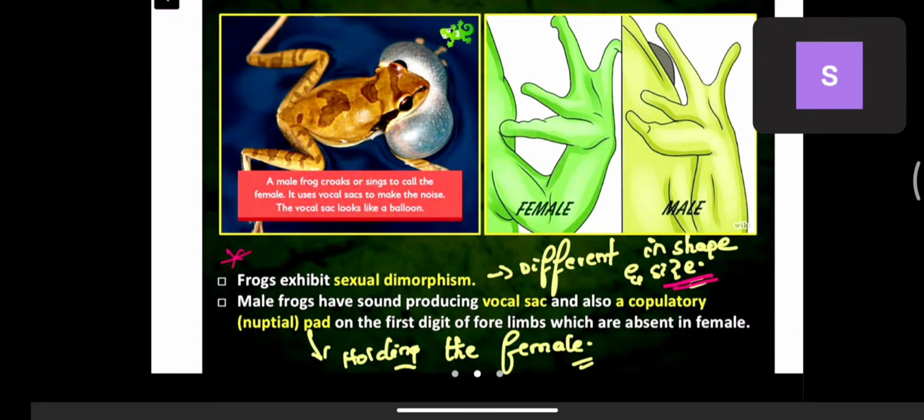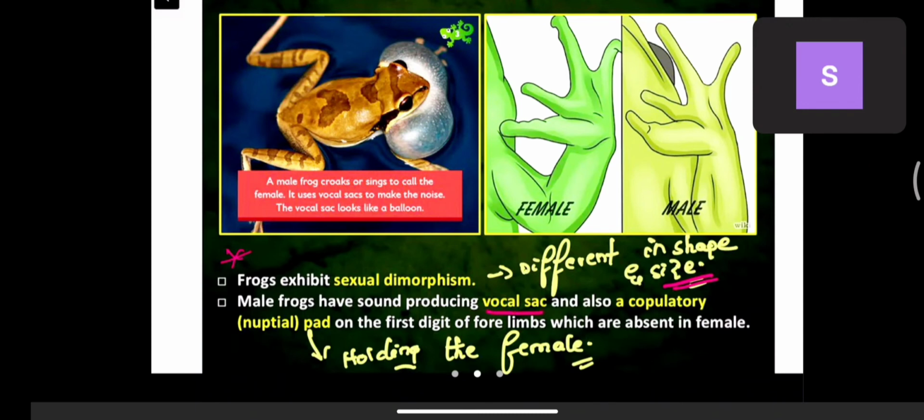So during copulation, with the help of this pad which is present on the forelimbs, the male holds the female frog. Are you able to understand? For holding the female frog, this nuptial pad will be helpful for the male frog. Okay, and they have a vocal sac also.